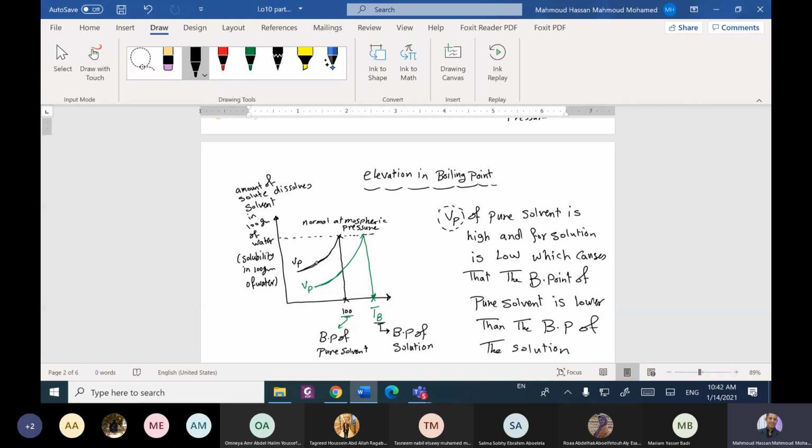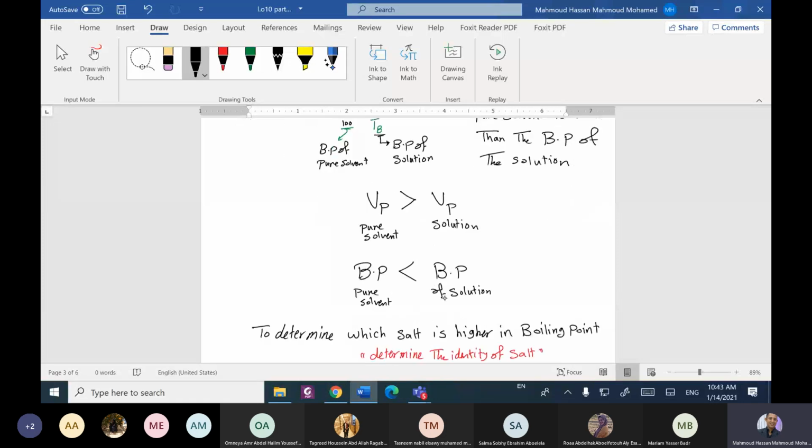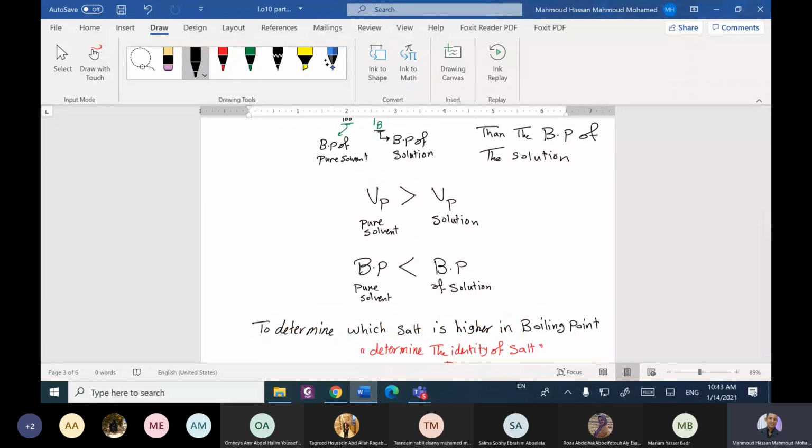If we compare the vapor pressure of the pure solvent and the vapor pressure of the solution, we will find the vapor pressure of the solution is lower than the vapor pressure of the pure solvent. But the boiling point of the solution is greater than the boiling point of the pure solvent. So the vapor pressure of the pure solvent is greater than that of the solution, but the boiling point of the pure solvent is less than the boiling point of the solution. The rule which controls the boiling point is delta TB equals i dot Kb dot molality.